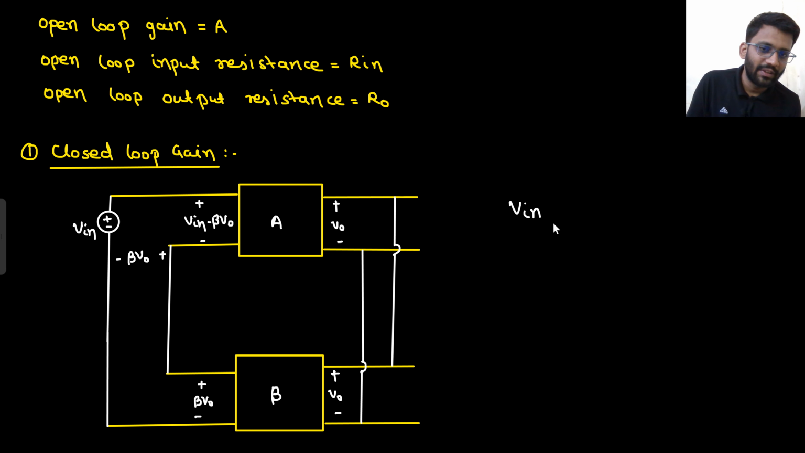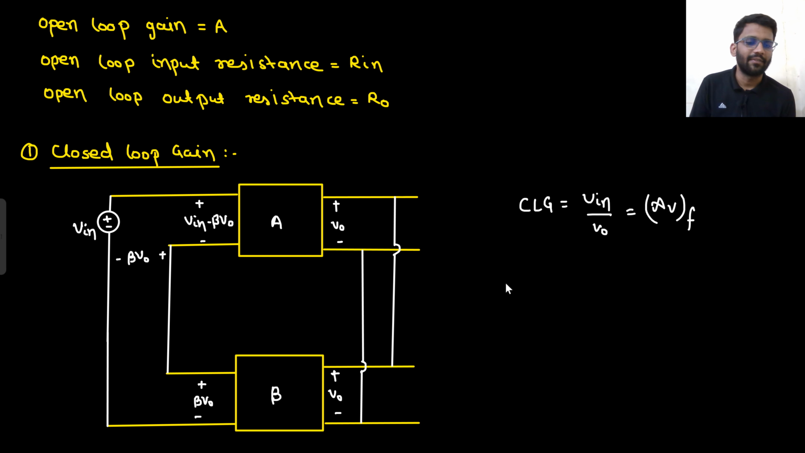So V in minus beta V naught is the input. What is our target to find now? Our target is to find V naught by V in. So what is your closed loop gain? Your closed loop gain is V naught by V in. I will write it as AV when there is a feedback.